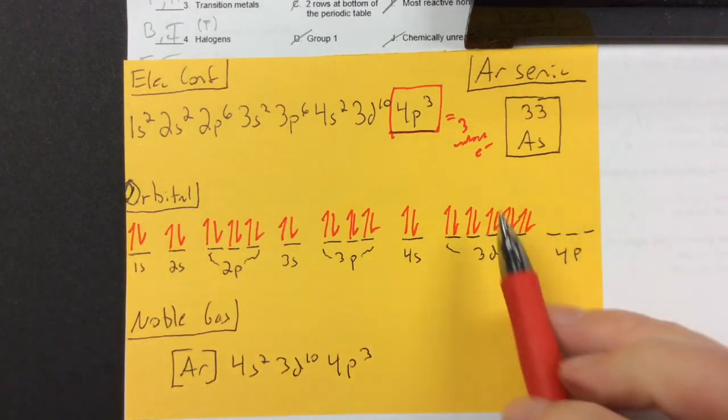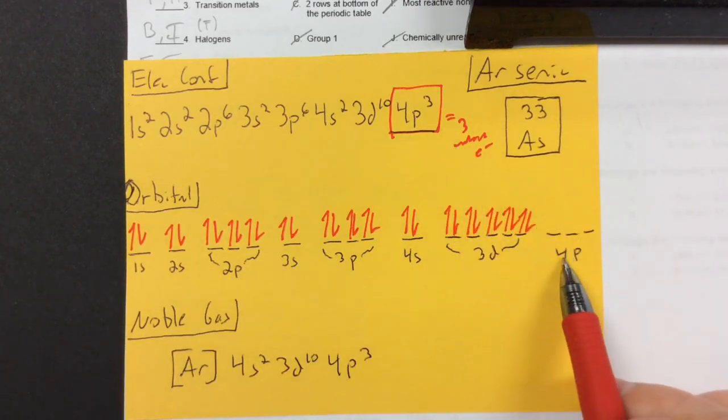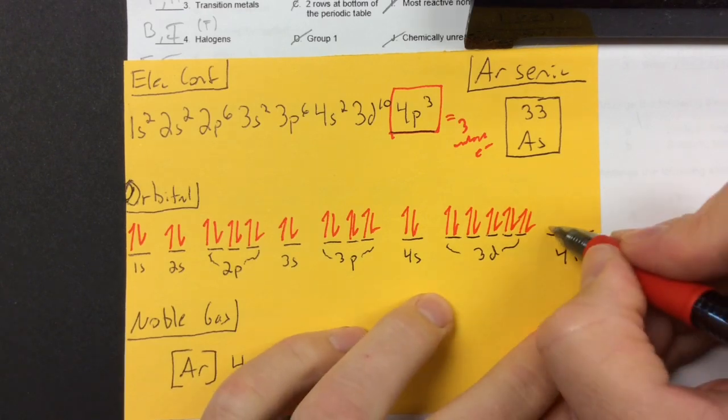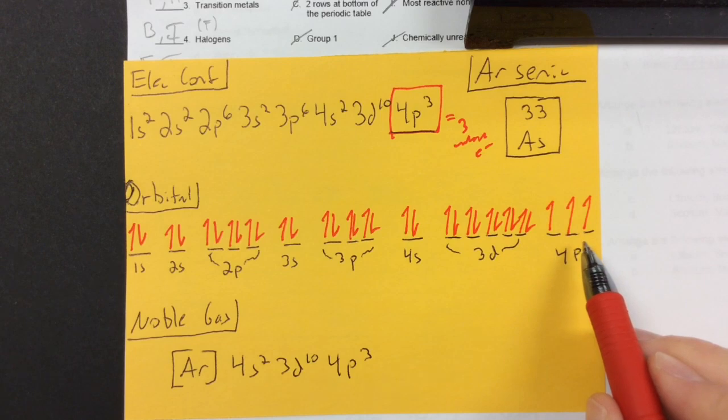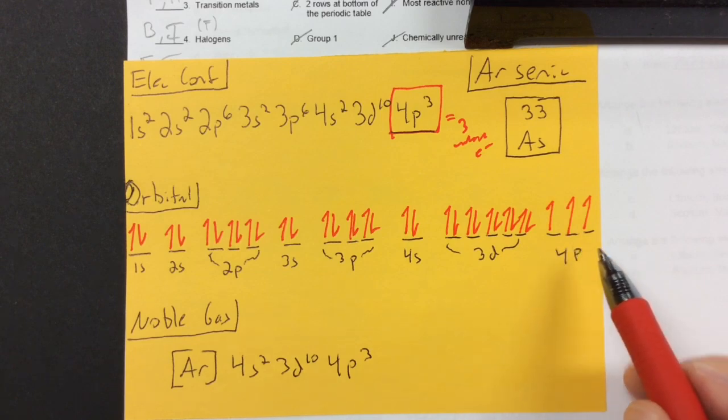Now important here, I have 3 electrons for the 4p shell. I'm going to spread those out, and so every room will have 1 electron in the 4p shell.